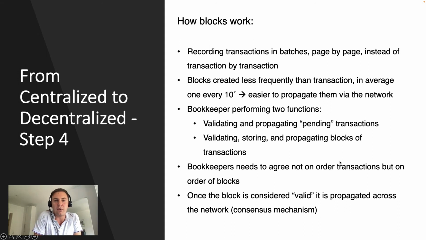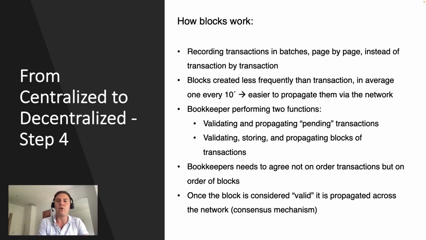Now let's see how blocks work. Firstly, we cannot control how many transactions are made, but we can control the data entry into the ledger. So we record transactions in batches, page by page, instead of transaction by transaction. Each of these pages is called a block. Imagine that you have a book, and every page is a block. Blocks are created less frequently than transactions. On average, one block every 10 minutes, making it easier to propagate them via the network.